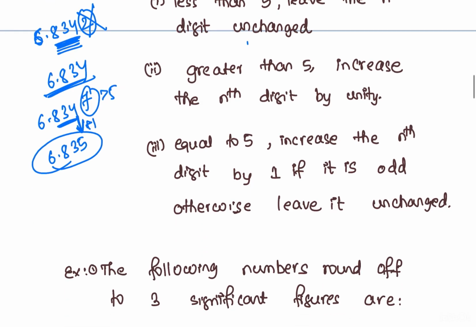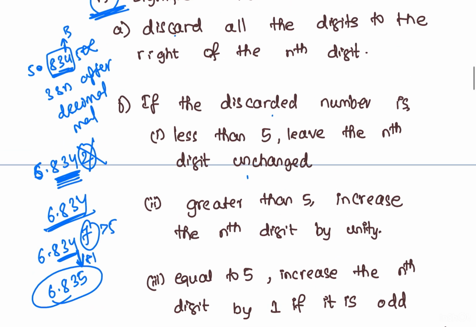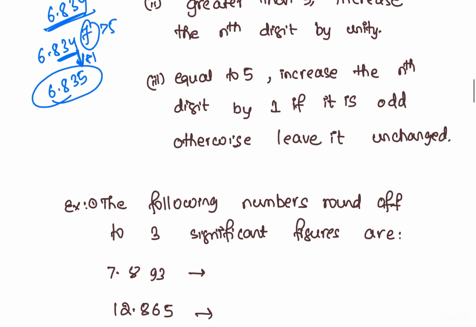Now if it is equal to 5, increase the nth digit by 1 if it is odd. Otherwise leave it unchanged. Here we have 5.8345. You can observe we are supposed to have 3 significant digits after the decimal point. This is the nth digit, the third digit. After this it is a 5, it is equal to 5, and the nth place number is 4, which is not odd. Therefore we have to leave it as it is. 5.834 is the number rounded off to 3 significant digits after the decimal point.